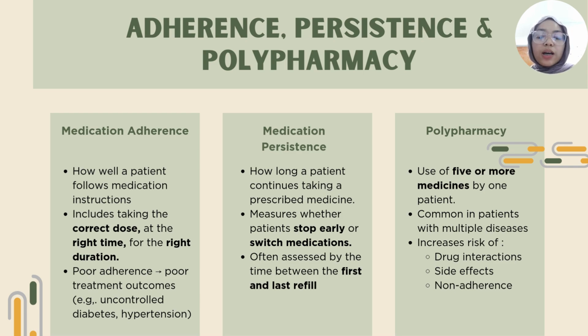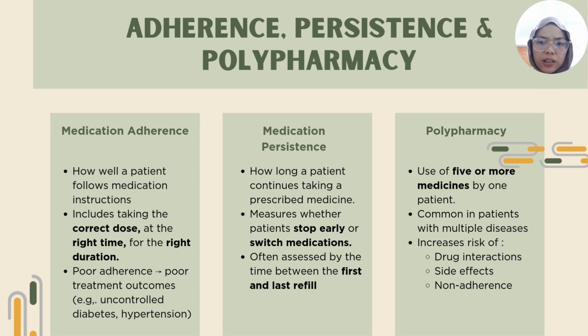Okay, so next I'm going to explain three very important patient behaviors that affect how well medicines work, which are adherence, persistence, and polypharmacy. First is medication adherence. So adherence basically means how well a patient follows the instructions given by the doctor or pharmacist. So this includes taking the right dose at the right time and for the right duration.